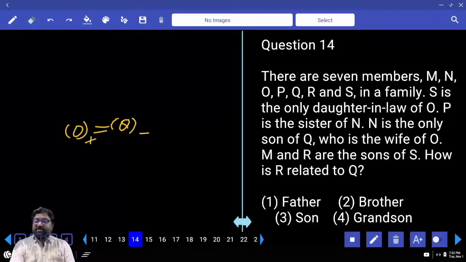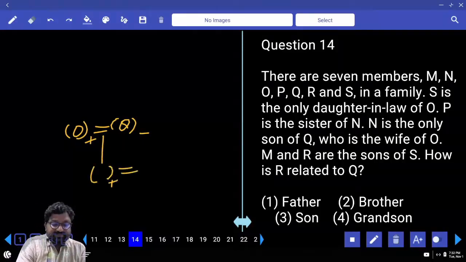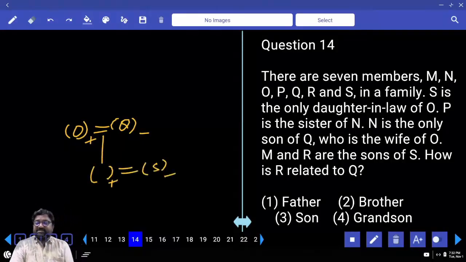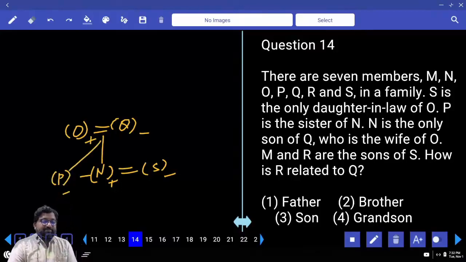S is the only daughter-in-law of O. S is the only daughter-in-law, son's wife. Correct? Next, P is the sister of N. N is the only son of Q. Because already you have a son for Q. N is the only son of Q, but whereas the sister of N is P. So how many children does Q have? 2 children. Who are those 2 children? P and N.